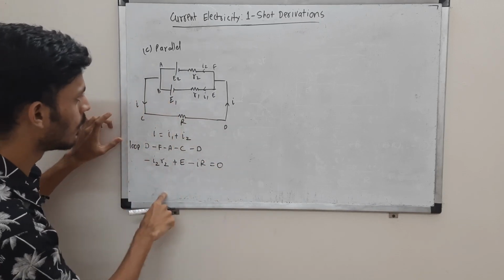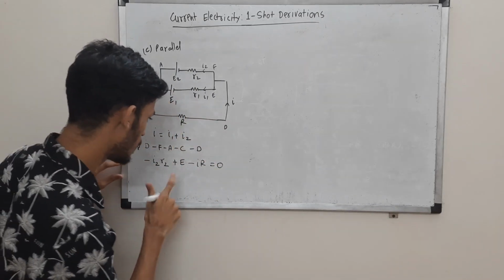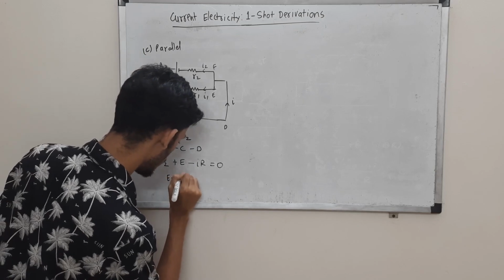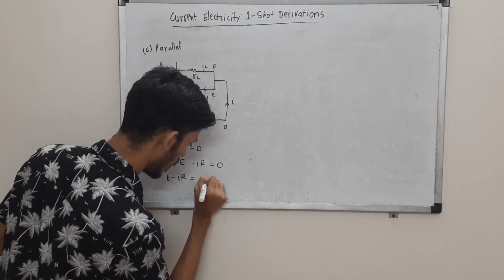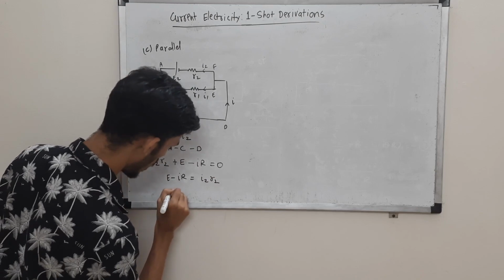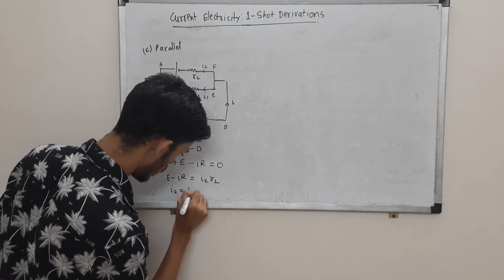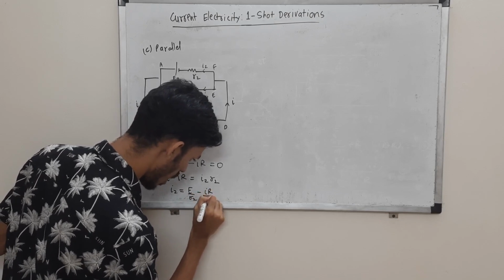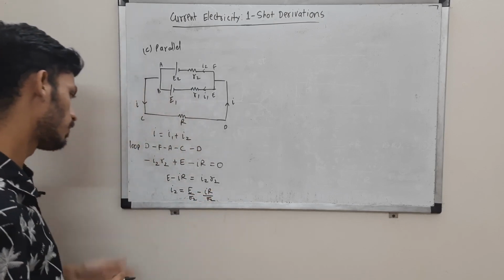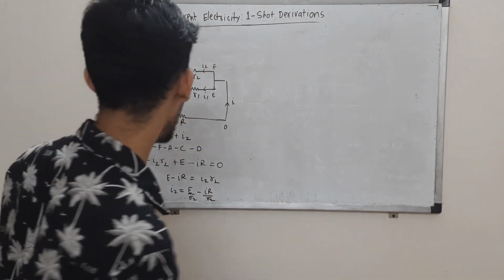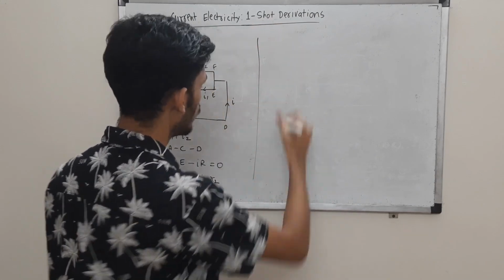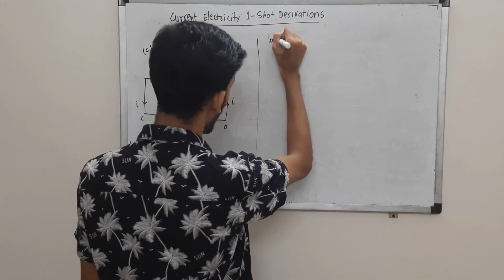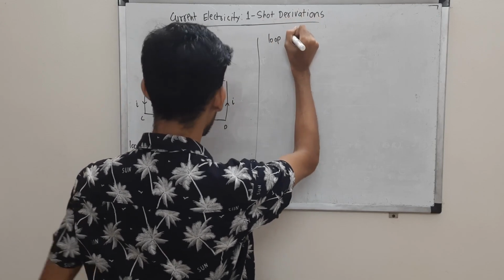Now from here I told you we are going to find I2, right? So I2 R2 will be E minus IR, or we can say I2 is E by R2 minus IR by R2. So this is the relation for I2. Now let's obtain the relation for I1.